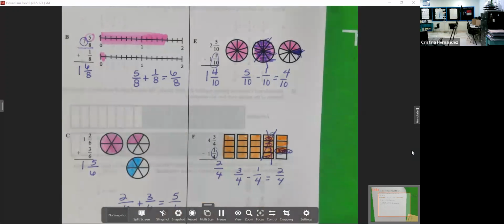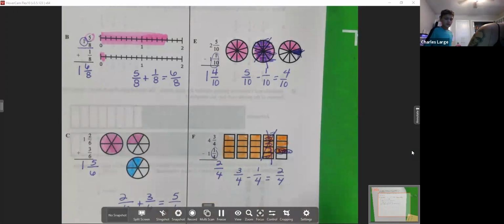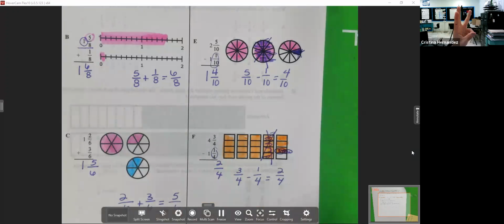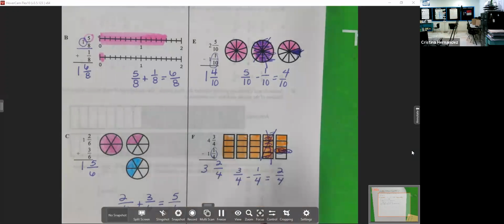Could have done it that way. You got 4, you take away 1. What are we left with? Charlie, we've got 4, we take away 1. What are we left with? 3. Good job.